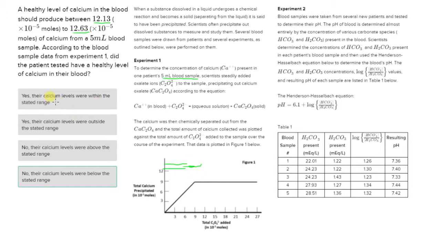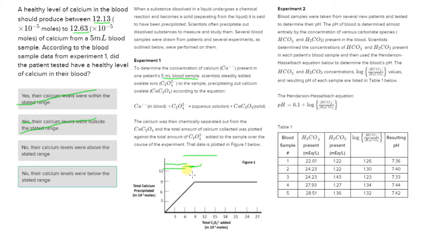So let's go through the different answers. Yes, their calcium levels were within the stated range. No, they were not. They were below it. Their calcium levels were outside the stated range, but yes, their calcium levels were healthy. This would be like if you thought that if it was outside, then it was healthy, but we know that it's supposed to be inside to be healthy because we read the question, so this is wrong. No, their calcium levels were above the stated range.